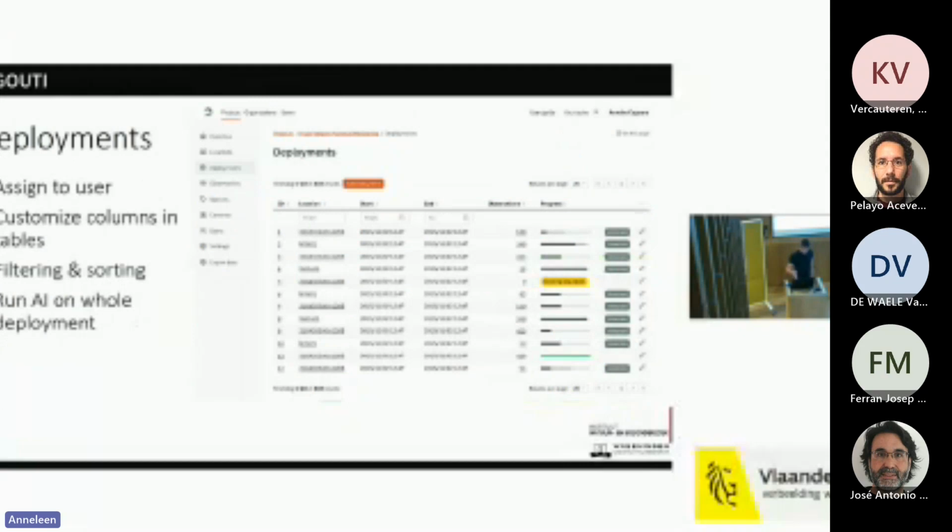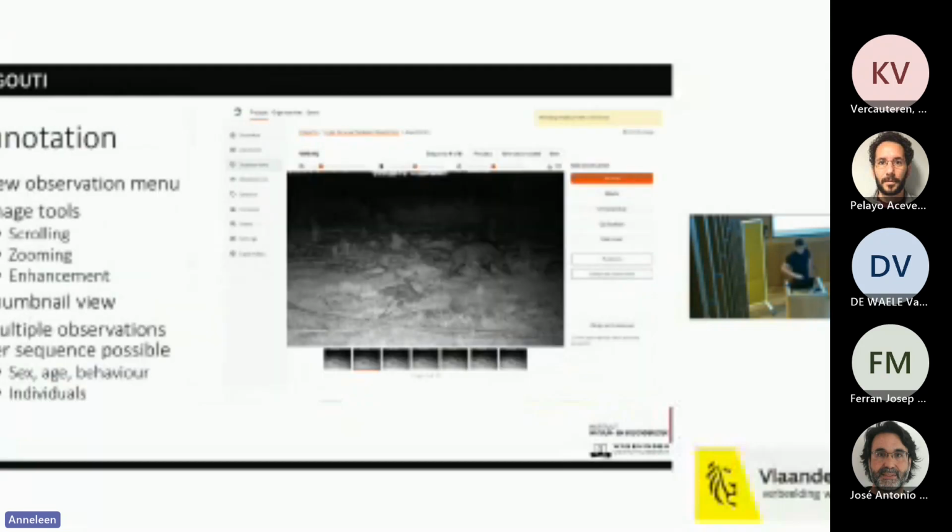Also, there will be some additional features, so some more customization. So you can choose, I mean, what type of information you see in the system, filtering, sorting functionality. All of that will make it just more user friendly. And here also the annotation view. So this will implement the real-time AI. We'll have a new thumbnail view.